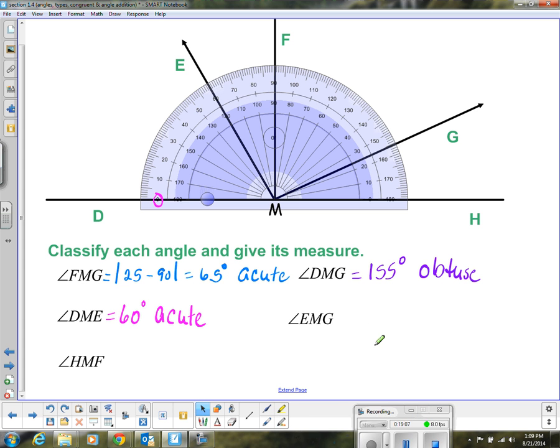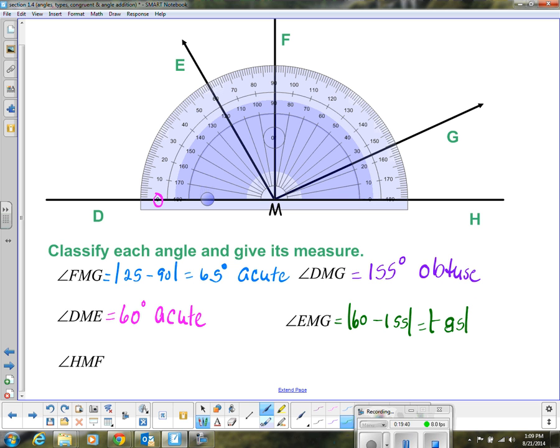Now we've got to go into EMG. So here's E, down to M, over to G. So I'm going to look at the outside. So this is going to be the absolute value of 60 minus 150, 160, 155. So that's going to be the absolute value of negative 95. Ooh, maybe that's 85.